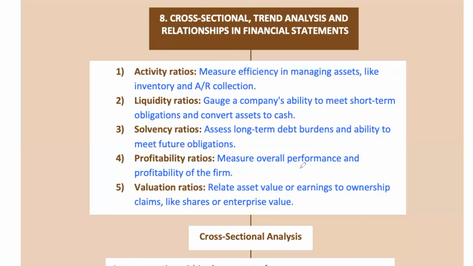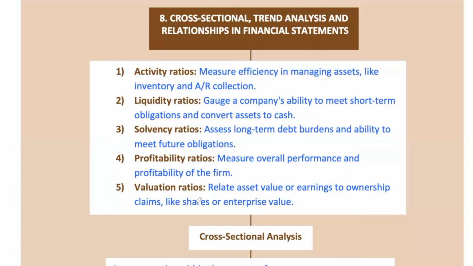These are pretty self-explanatory. They measure the overall performance and profitability of a company. Are they making money or are they just scraping by? We'll look at how well a company turns its revenues into profits. Finally, we've got valuation ratios. These ratios help us understand the value of a company's assets or earnings associated with ownership. Think about it like this.